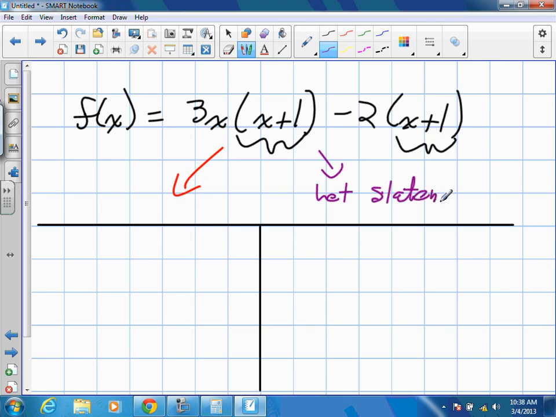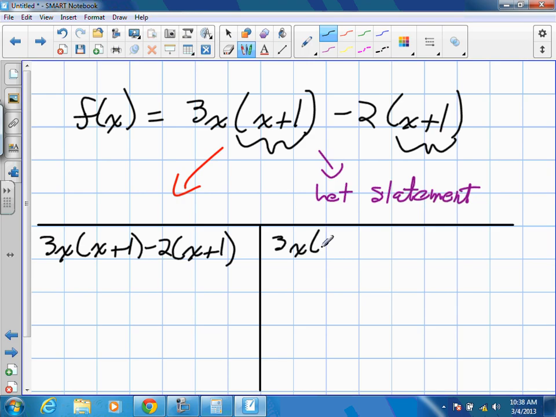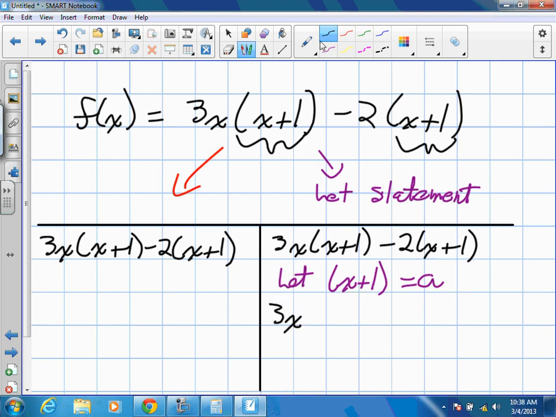The version on the left is 3x multiplied by x plus 1, subtract 2 times x plus 1. And the version on the right is the exact same question. What we're going to do with the let statement is simplify this so it's a little easier for us to see. I'm going to say let x plus 1 equal the letter a. Then when I rewrite this, I'm going to have 3x times a minus 2 times a.